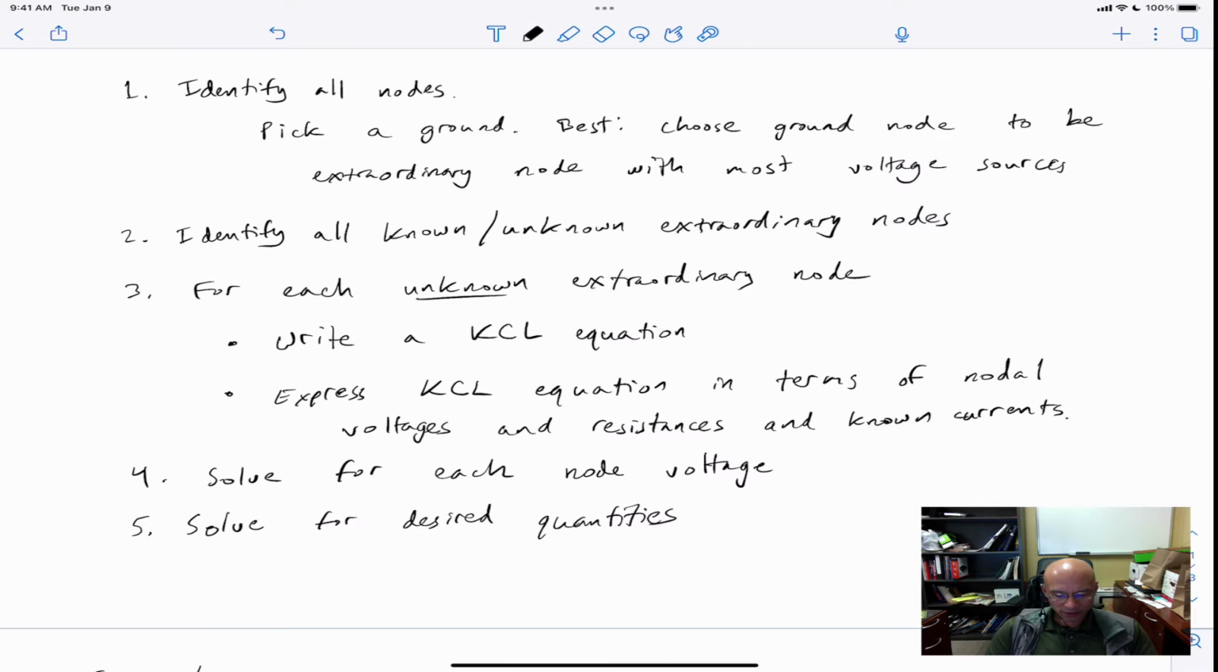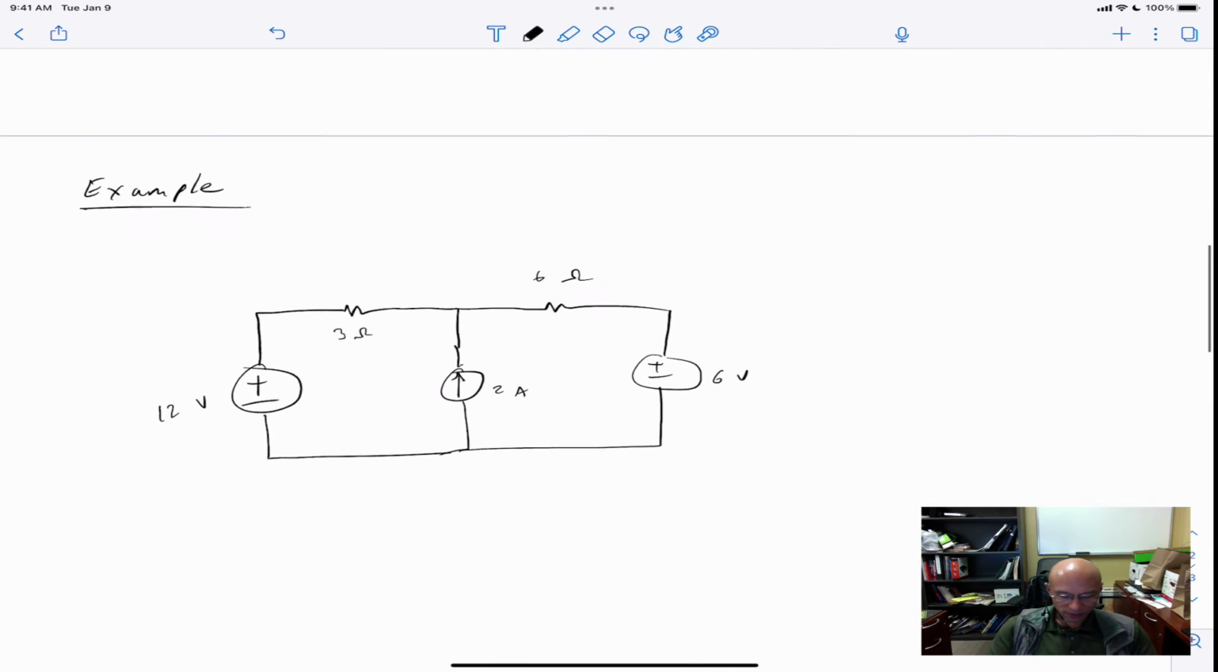For each unknown extraordinary node, we're going to write a KCL equation. We're going to express that KCL equation in terms of nodal voltages and resistances and any known currents in the next part of that step. And then we will use algebraic techniques to solve for each nodal voltage. And once we know the nodal voltages, we can solve for any particular current, voltage, or power that we want or need. So let's illustrate this with an example.